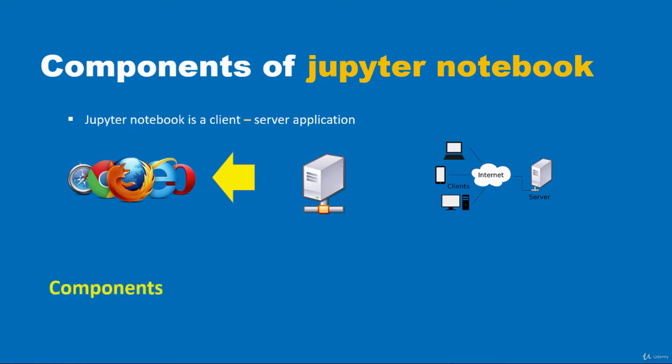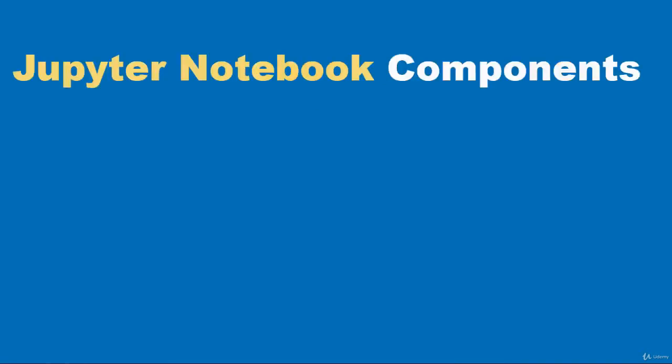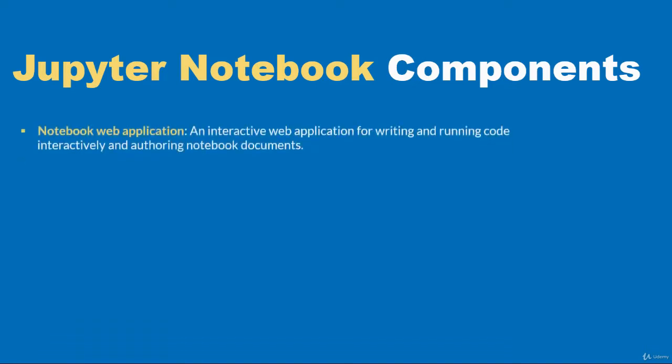The main components of the Jupyter Notebook include the Notebook web application. We also have the kernel, and then we have the Notebook documents. So let me give you a brief description of each of the components. The first is the Notebook web application. This is basically an interactive web application that you can use to write and run your code interactively. You can also use it to author notebook documents.